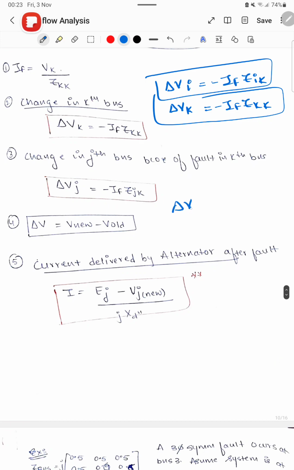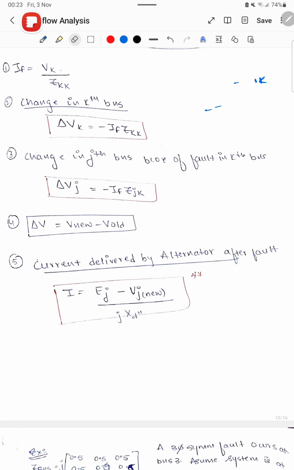And what does delta V mean? Delta V means V new minus V old. So to have V new, we would need delta V, and to have delta V, we need If. Fine. Then there are certain questions asked on current delivered by alternator after a fault at any point.